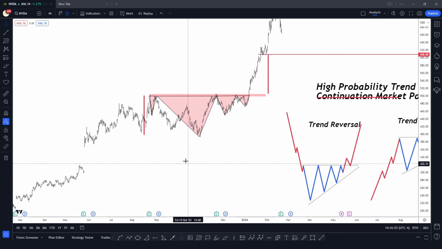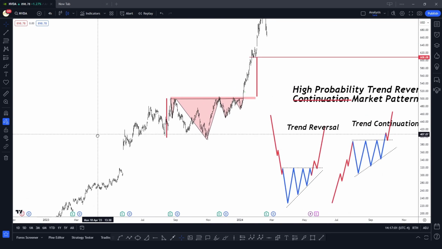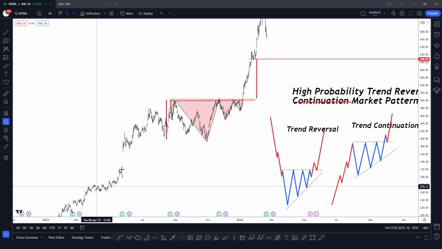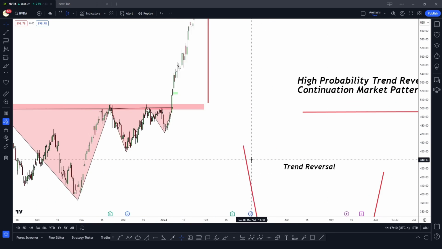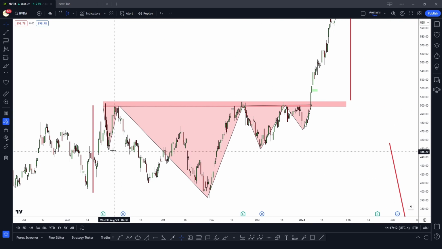So here we can see that we are on the NVIDIA chart at the 4-hour time frame, and around this chart we can see the previous trend is in the bullish direction. And if we zoom in a little bit, we can see that there's a formation of the same chart pattern that we have just discussed.